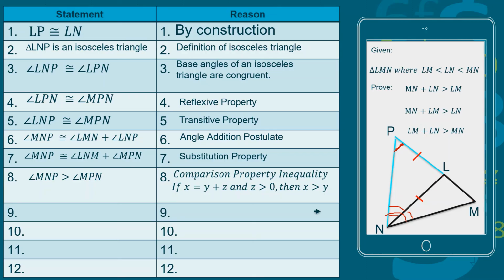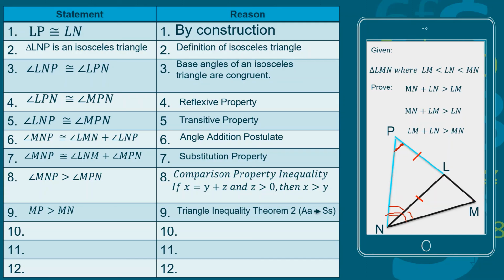Okay, so let's use statement number 8. What can we say from statement number 8? So MP is greater than MN. Okay, so what is the reason? MP is greater than MN. Okay, that is by Triangle Inequality Theorem number 2.